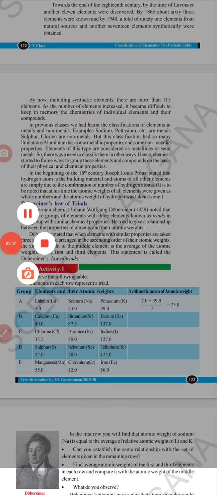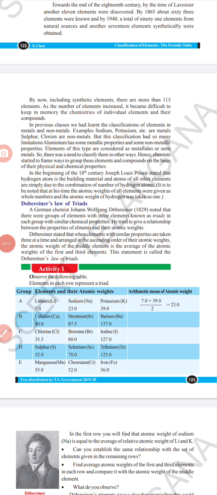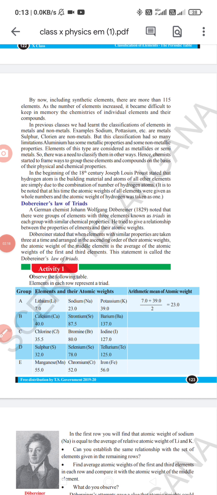Let us start with Döbereiner's law of triads. A German chemist, Johann Wolfgang Döbereiner, in 1829 noted that there were groups of three elements, known as triads, in each group with similar chemical properties. He tried to give a relation between the properties of elements and their atomic weights. If you just read this statement of Döbereiner's law of triads, you cannot understand anything. I will explain with an example which is present in Activity 1.